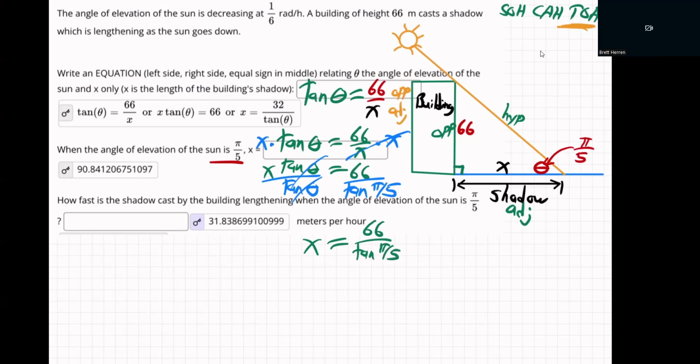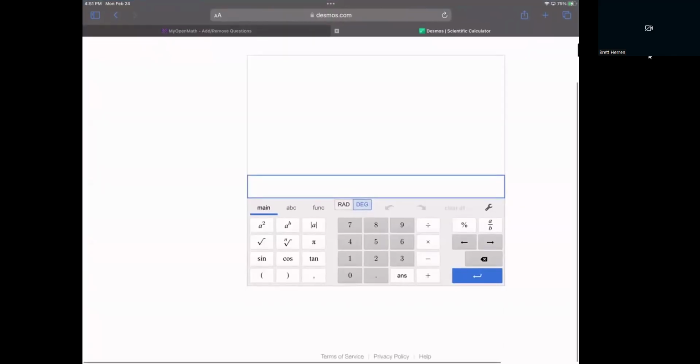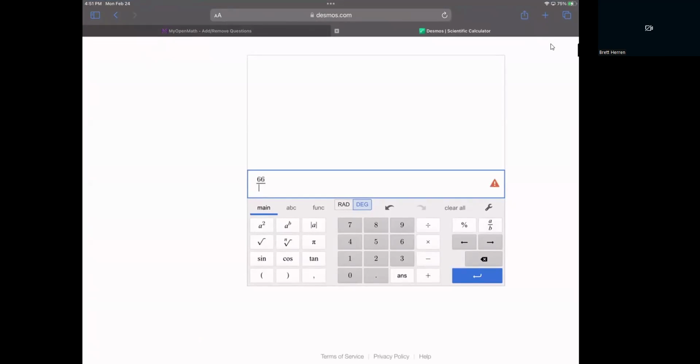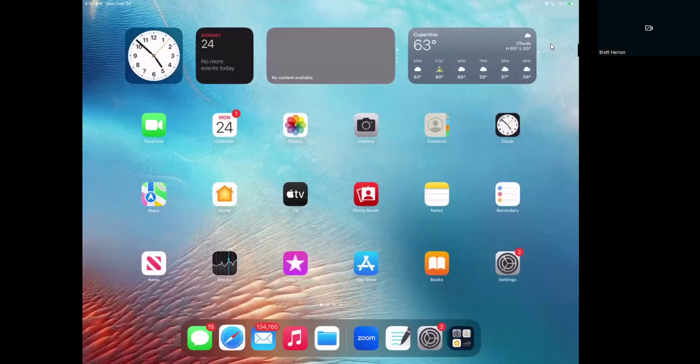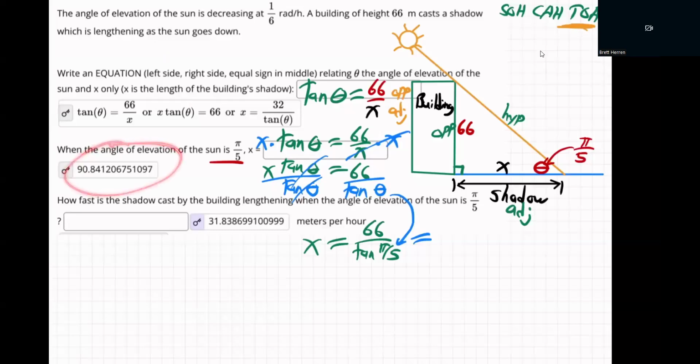Maybe I should have put it in that way; that kind of looks weird. You can keep theta here and then plug in theta because they told me theta is pi over 5. All right, so what does that equal? 66 over tangent pi over 5. Let's go to Desmos. Now look, I'm in the wrong mode. I'm in degree. I go to radian, right? Pi over 5 is a radian angle. There it is, 90.8412. And that indeed is the answer, 90.8412.